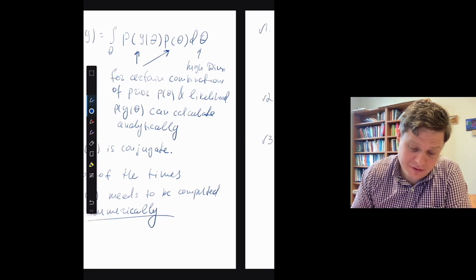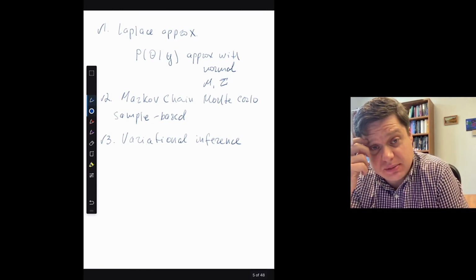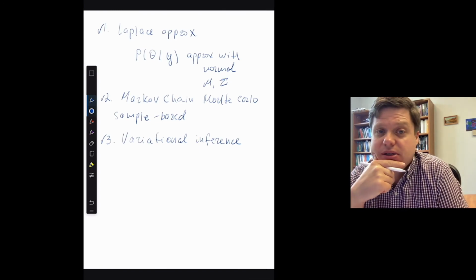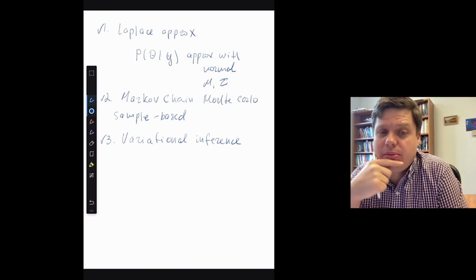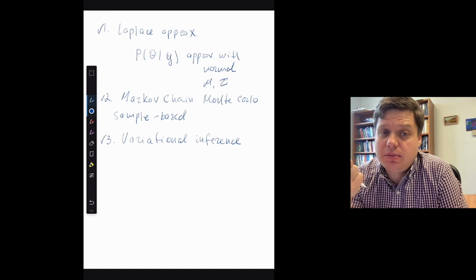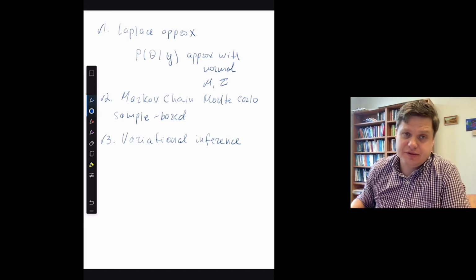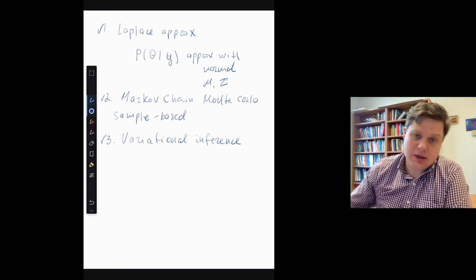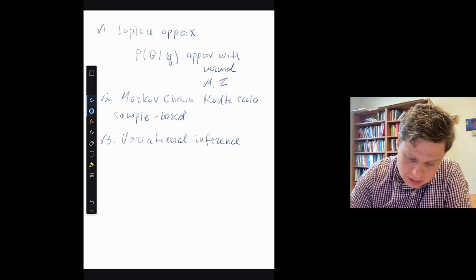We're going to talk about a few ways to do those calculations. So one way is Laplace approximation, when we approximate the posterior distribution with a normal distribution, and we just need to calculate the mu and sigma parameters of that distribution. Then Markov chain Monte Carlo, which is a sample-based approach, and variational inference. But we'll start talking about numerical procedures by talking about Markov chain Monte Carlo, or MCMC for short.